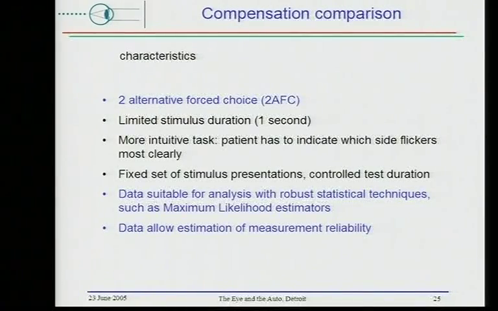So these are the characteristics of this way of testing. It's a two alternative forced choice method. That's very important because with that kind of a method, there is very good psychophysical knowledge and statistical knowledge on how to treat that kind of data, how to analyze that kind of data, how to find a reliability indicator for that kind of data. And there are some other aspects that make it suitable for driver testing.